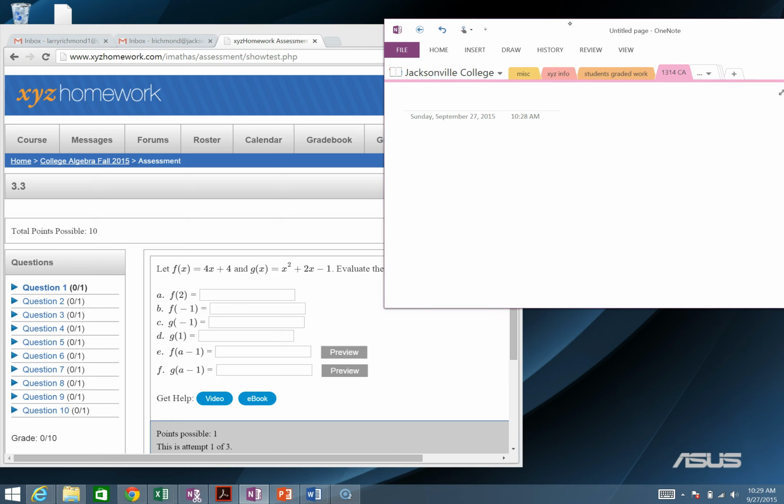Now I can evaluate some of these functions. I'm going to write my two functions down. I have f of x is 4x plus 4. And I separately have g of x is x squared plus 2x minus 1.